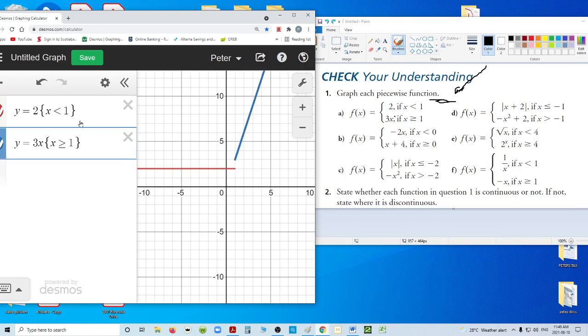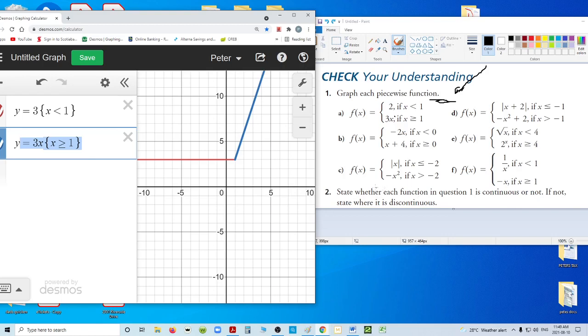So it's discontinuous. How would I make a connected line? Well, either make the second line 2x. Boom, suddenly I join that line. Or make the first line 3. And suddenly I can join where it starts there. So essentially you've got to see where this one ends and this one begins to see if they're continuous.